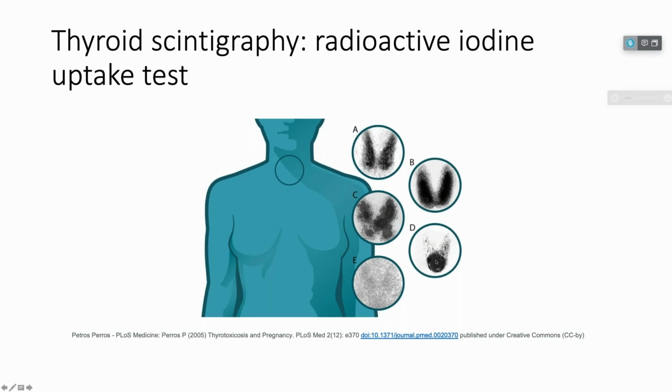This would be, I think, a thyroid adenoma. It's just a nodule that's producing too much thyroid hormone. And so again, you'll see that there's little production everywhere else.